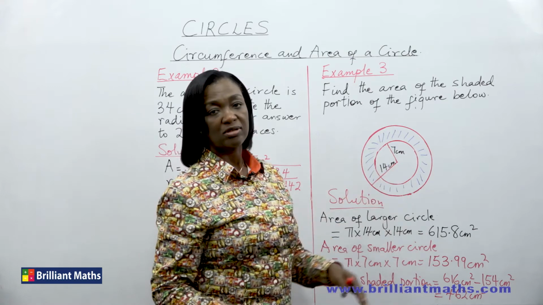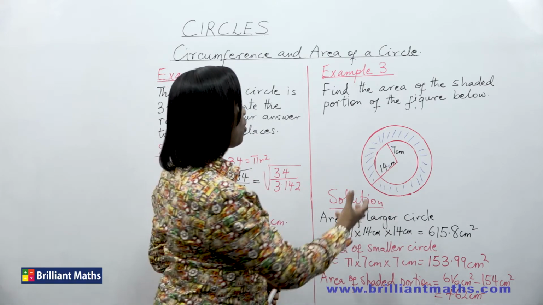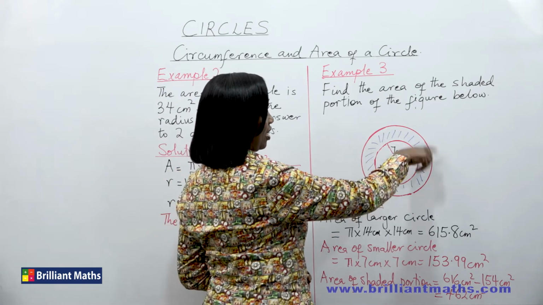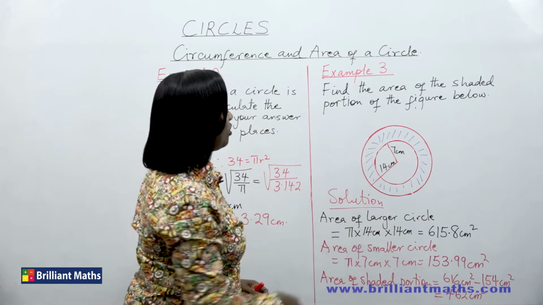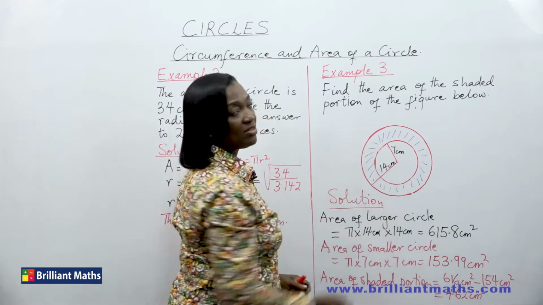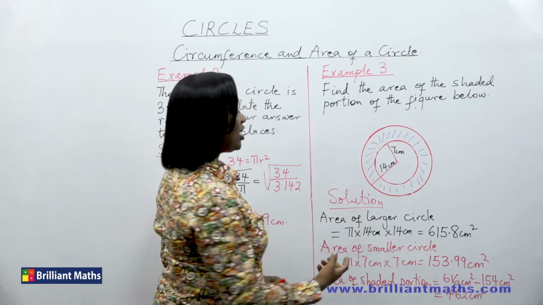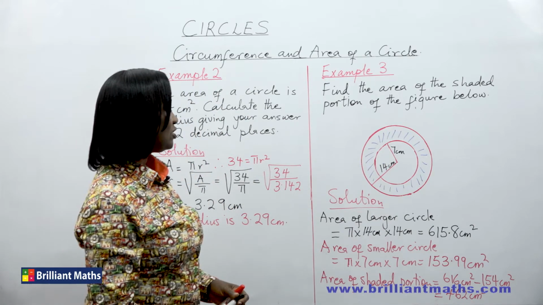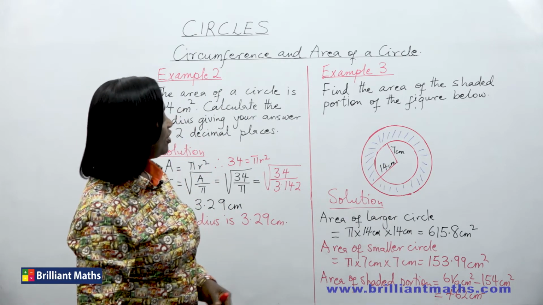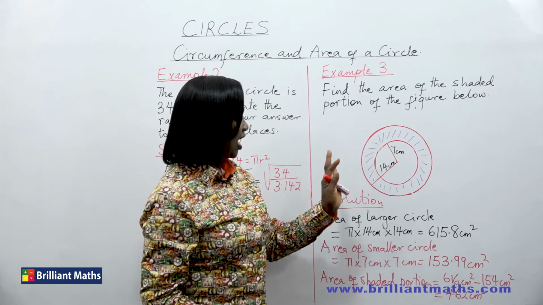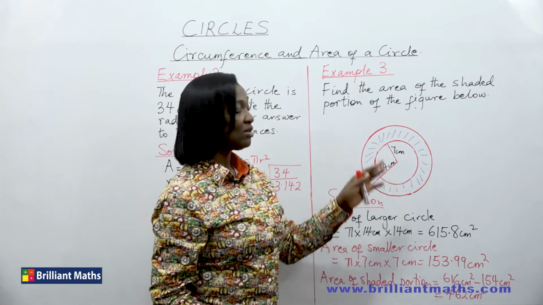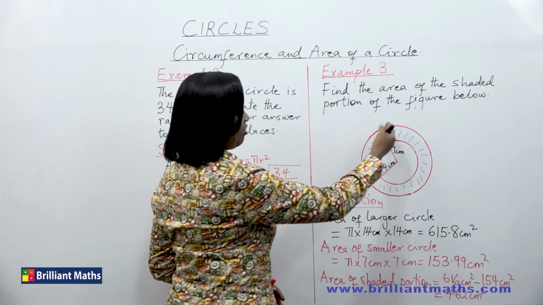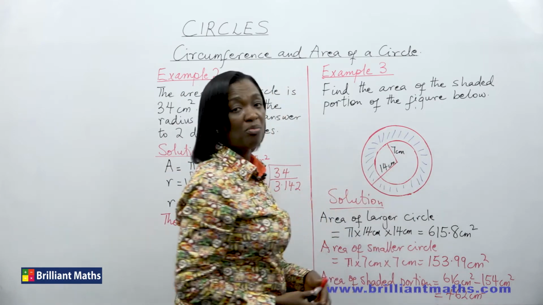We have 2 circles. They are concentric. One is in the other. There's a smaller circle and a bigger one. The radius of the small circle is 7 centimeters, and the radius of the bigger circle is 14 centimeters. So you find the area of the larger one, and then find the area of the smaller circle, and find the difference. That's the area of the shaded portion.